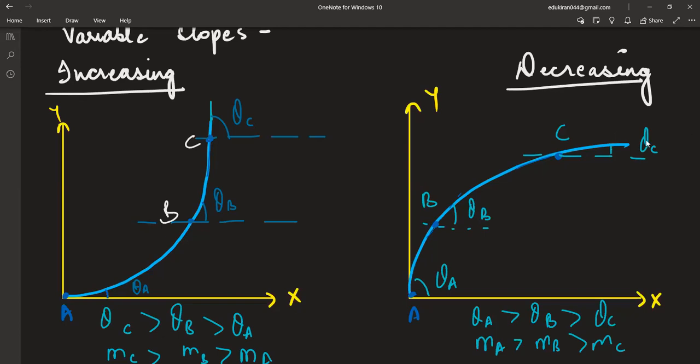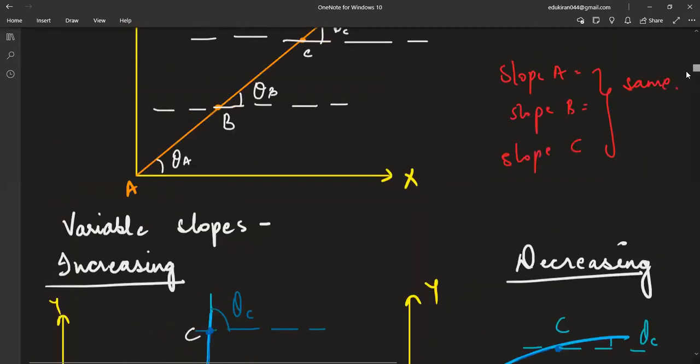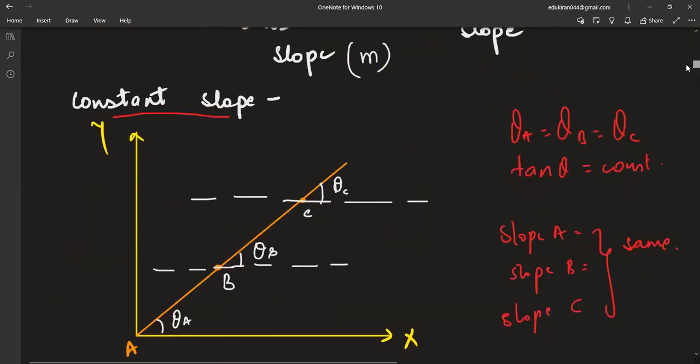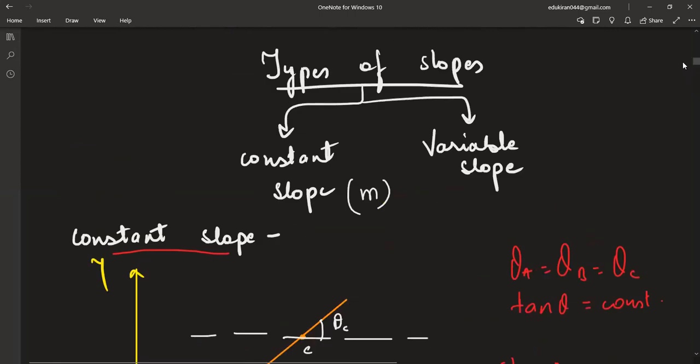And a similar condition applies in decreasing. Theta A is the greatest here. Theta B is decreasing. Theta C here is decreasing further. So here you can see the angle is decreasing. So tan theta is decreasing. So slope is decreasing. Here the slope was the least, here it is the highest. So this is how, by looking at the graphs, you have to identify whether the slope is constant or variable. Regarding linear equations and quadratic equations, we'll do that later on. Quickly just note down these parts.